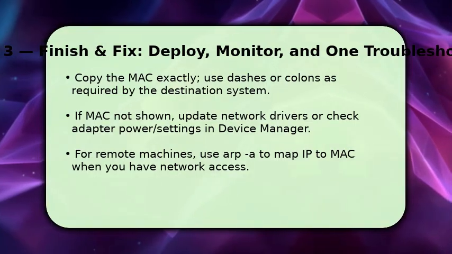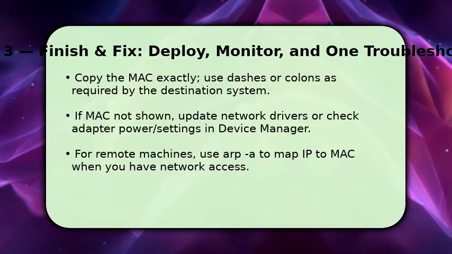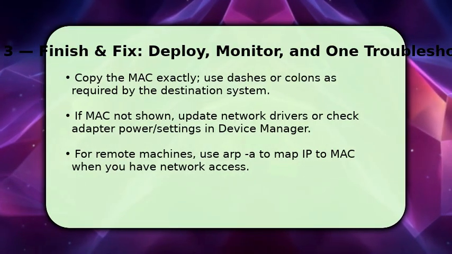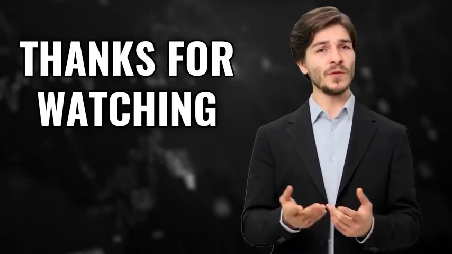If you're identifying a remote machine on your LAN, run ARP after pinging the IP to map addresses. This gets the MAC when direct access is impractical. It's a reliable fallback.